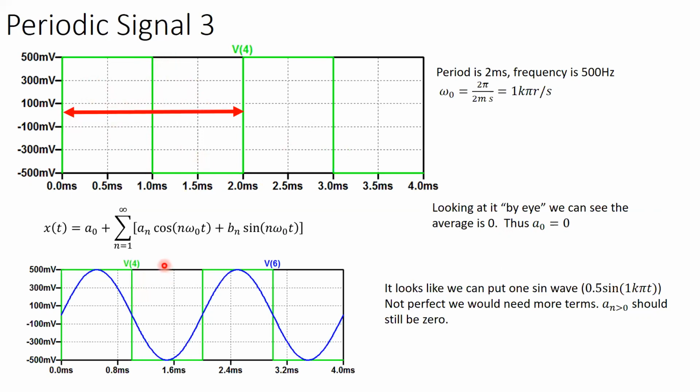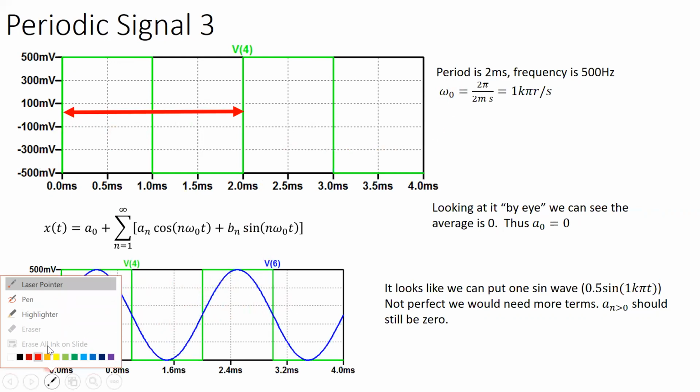Now, we found our omega naught and our A naught for a 50% duty cycle signal, so let's see what kind of Fourier spectrum we're looking at. Remember, I said I can make any periodic signal into a sum of cosines and sines. Omega naught is already given, so I could try a cosine or a sine. I thought a sine would fit better. So here's a sine wave, and this sine wave is an approximation of the square wave.